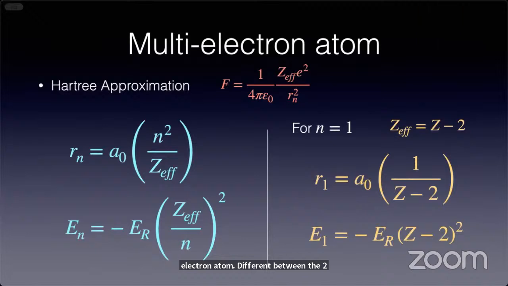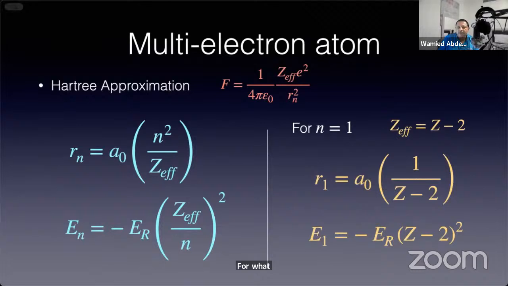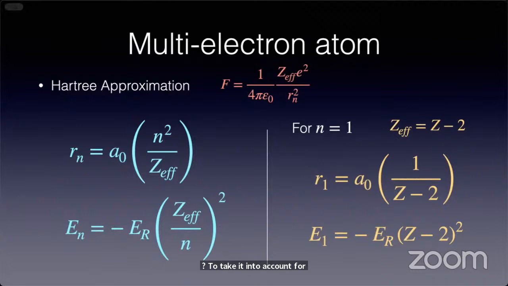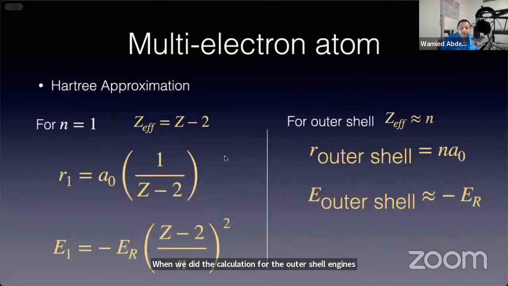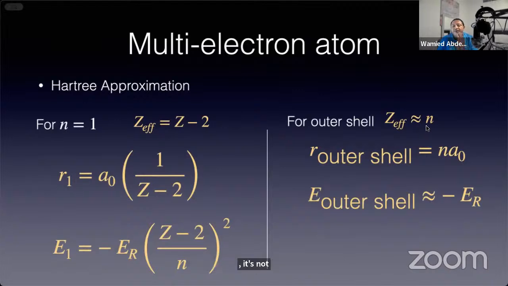Why don't we take into account how many electrons are in the last shell, when we did the calculation for the outer shell electrons? So for the outer shell, this is Hartree's approximation. He said, look, for an outer shell, the effective Z we can approximate by n. I don't know why it's n, but it's good. This is his approximation. He said Z effective roughly equals n.